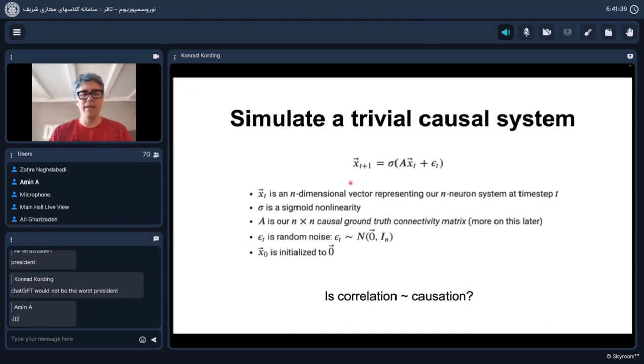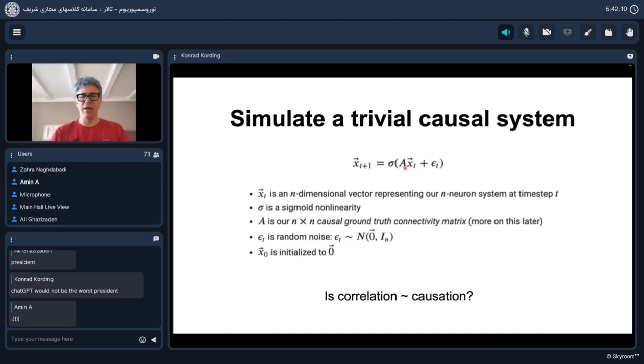So we have an n-dimensional dynamical system. It's characterized by a vector x_t, and the dynamics are just x_{t+1} is sigma of A x_t plus epsilon_t. Epsilon_t is just a noise vector that we add at every point in time. A is a matrix characterizing actual causal influences. The components of A say which component of this vector affects which other component of the vector.